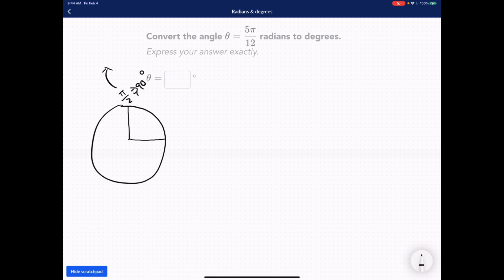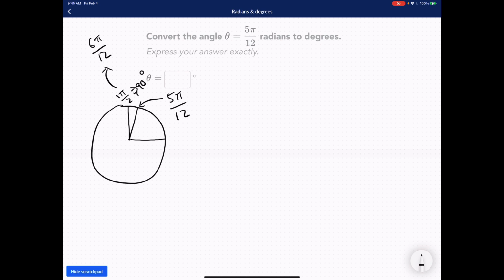Pi over 2 is the same thing as 6 pi over 12, right? Because 6 divided by 12 is 1/2. So 1 pi over 2 is the same thing as 6 pi over 12, okay? All right. Now, it's 5 pi over 12, right? 5 pi over 12 is about right there. 5 pi over 12, okay? So that's what we're talking about.